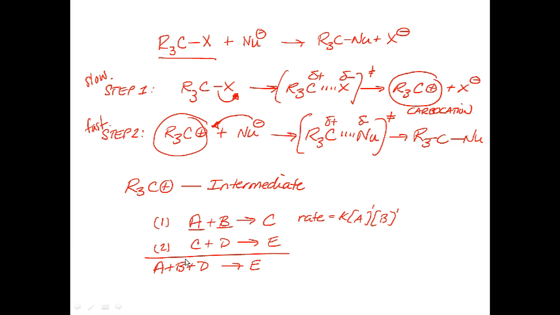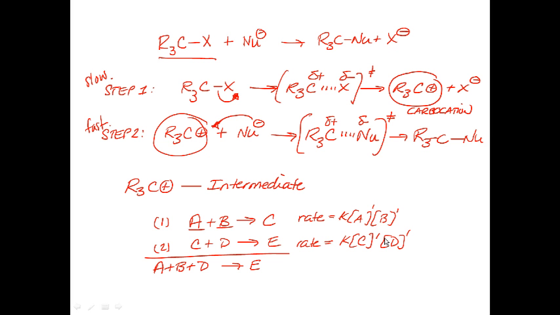In elementary step 2, what would I have? I'd have the rate is equal to K times the concentration of C to the first power times the concentration of D to the first power. So the idea here is that you're allowed to write the rate equations for elementary steps, and in this case they're different.